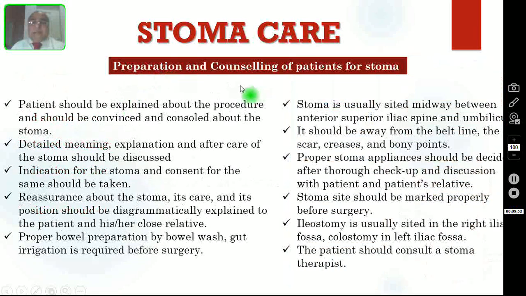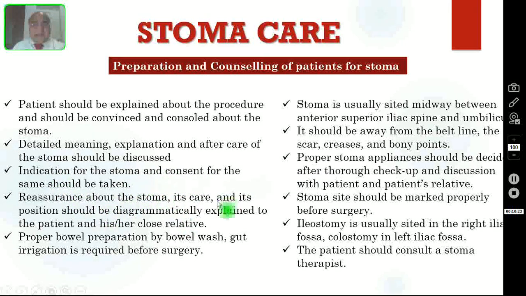So what is the preparation and counseling of patients for stoma? Patients should be explained about the procedure and the patient should be convinced and consoled about the stoma. Detailed explanation and aftercare of the stoma should be discussed with all these patients. Indication for the stoma and consent for the same should be obtained. A written consent you have to take.